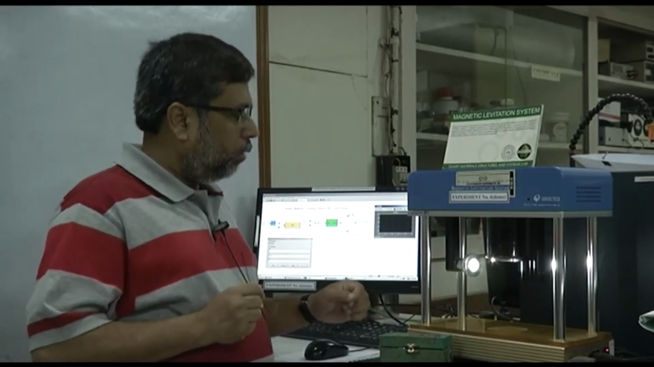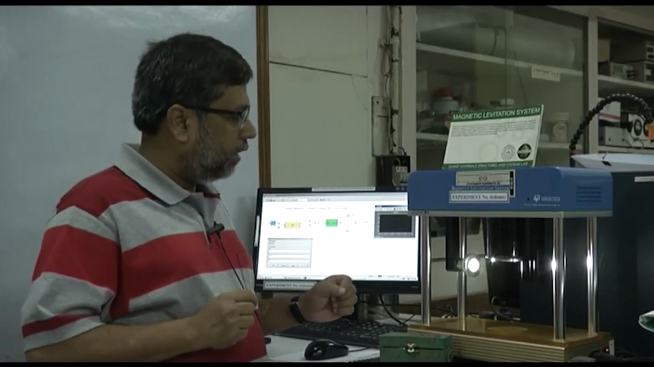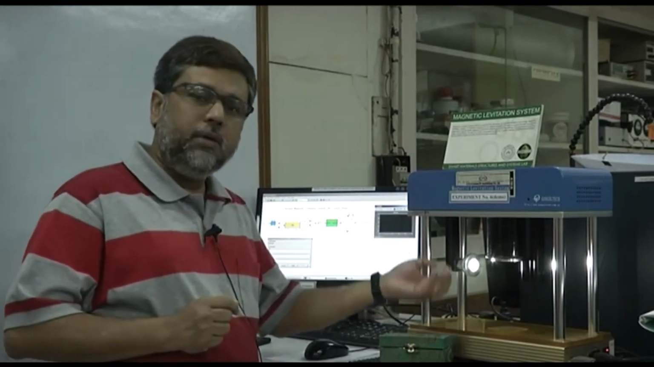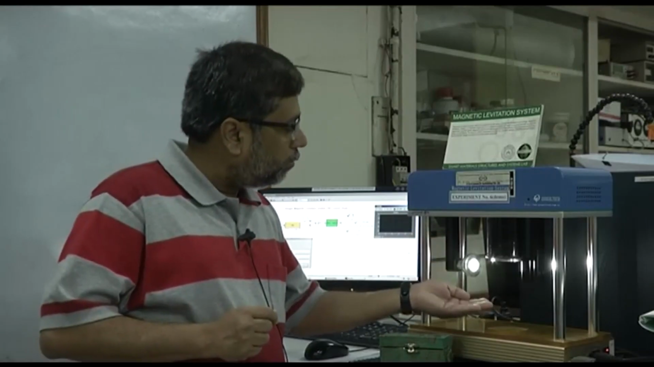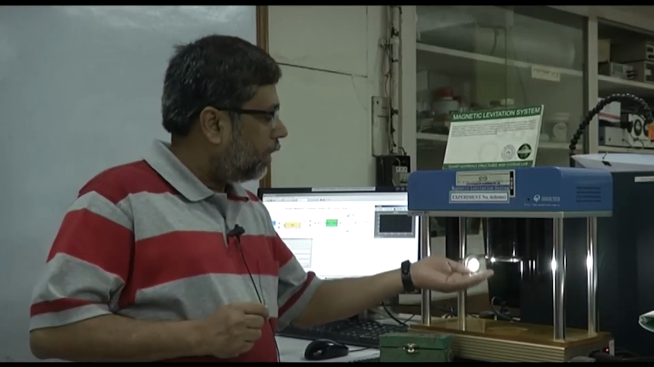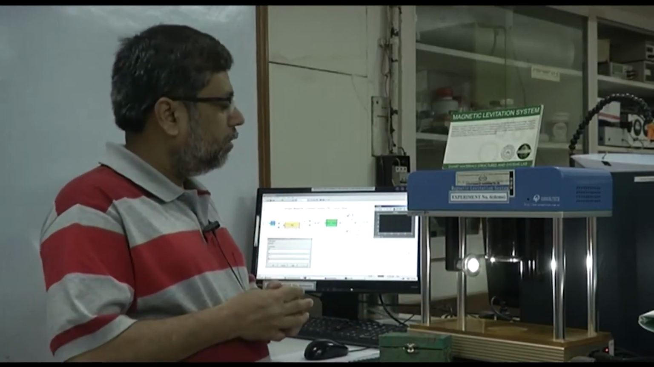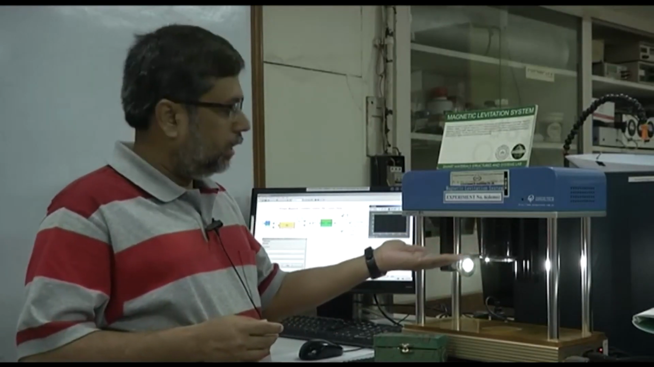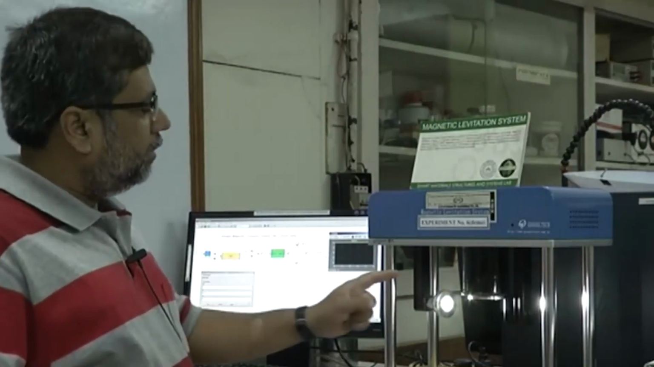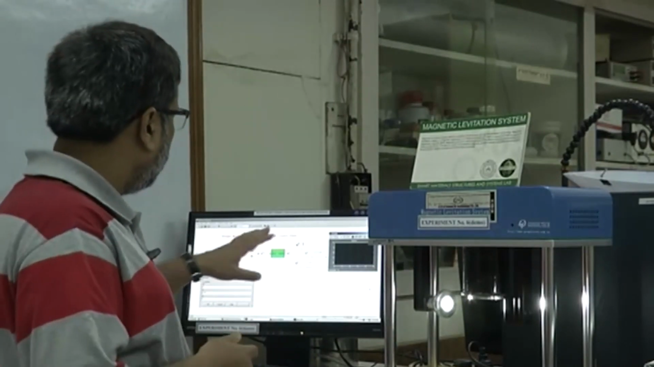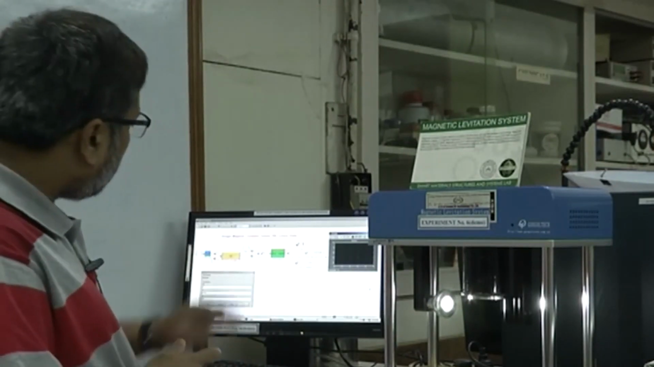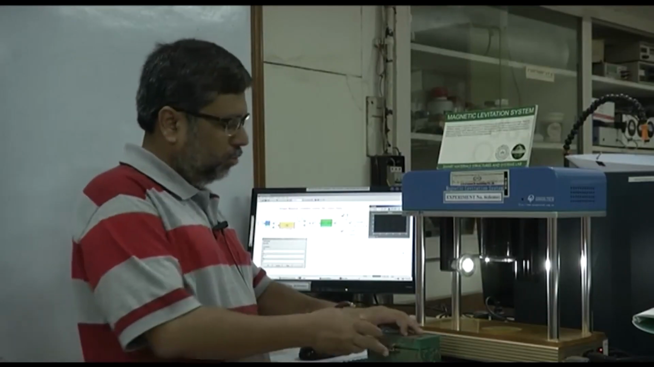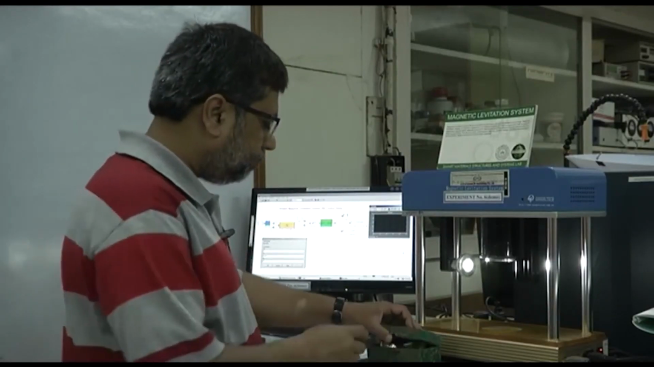Now one interesting thing will happen: the moment I keep an object at this location, because of gravity, the object will try to fall down, so it will have a downward acceleration, but the magnetic field will try to take it up. And the job of the controller is to balance these two, and when they are balanced, we are going to have the levitation.